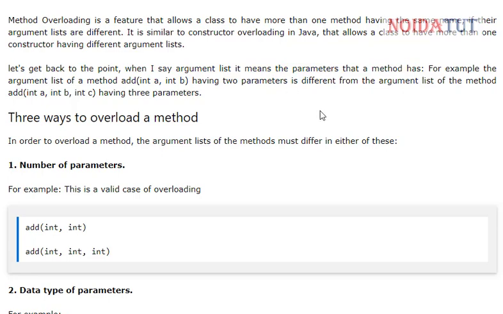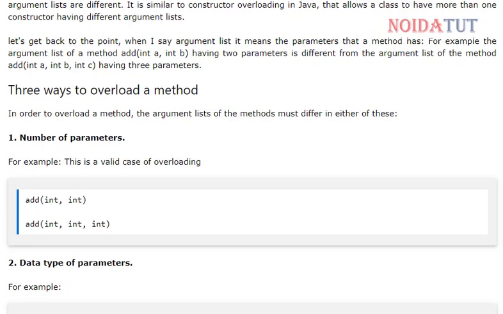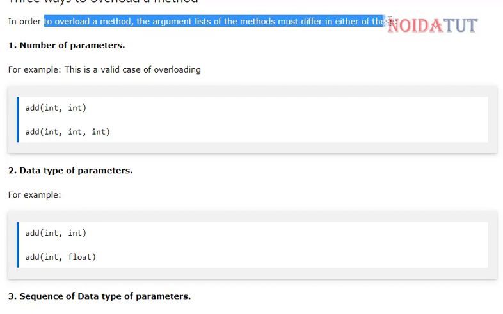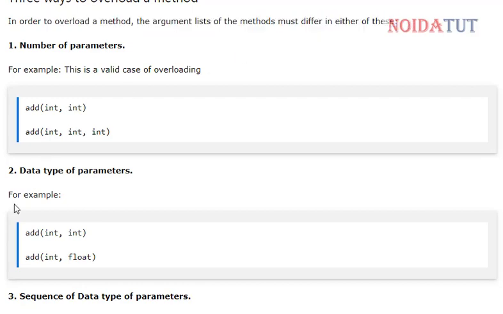There are three ways to overload a method. In order to overload a method, the argument list of the methods must be different in either of these cases. For example, the number of parameters. Two functions have the same name, but they are different in the number of parameters. One has two parameters, another has three parameters.